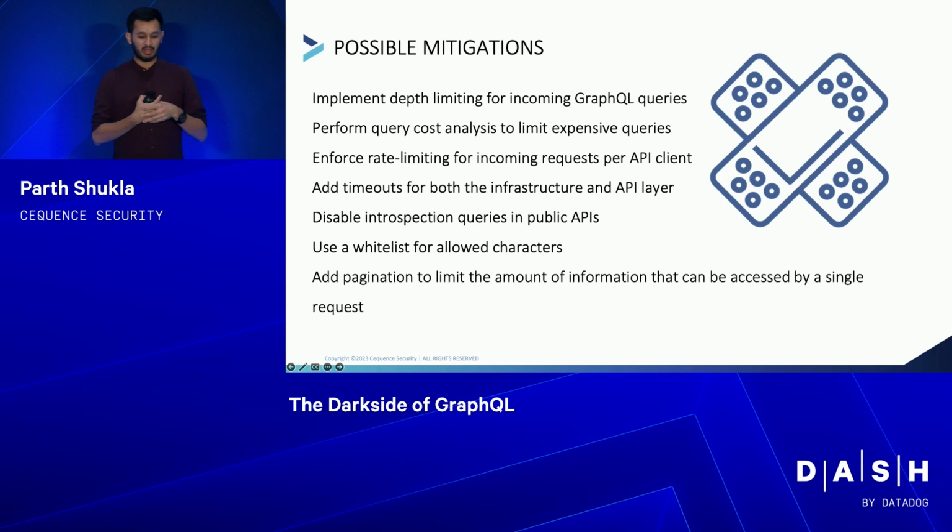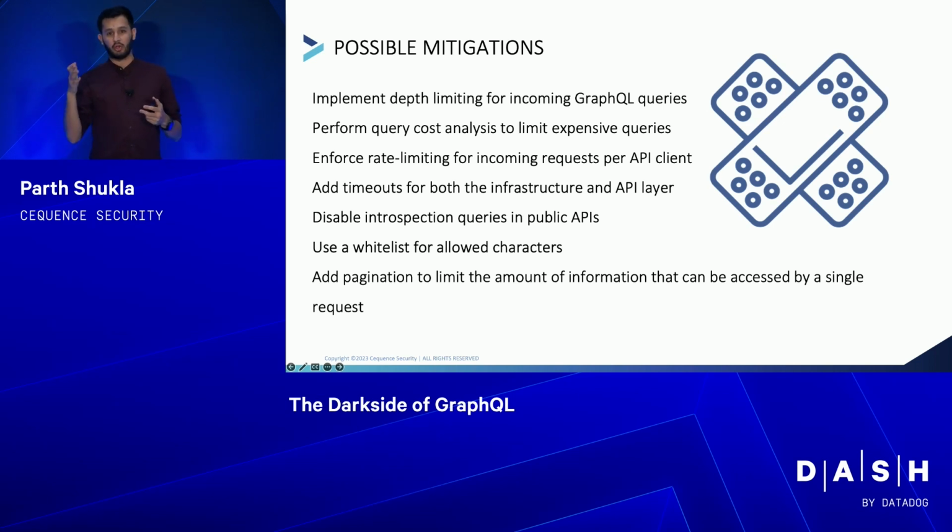Enforcing rate limits for incoming requests per API client. You should have a rate limit. Why? I just said that rate limiting is not important, but when you have the first mitigation in place, that is depth limiting the query, then you should have a rate limit, because it might happen that you have it limited to 5, so no more than 5 queries a user can call.